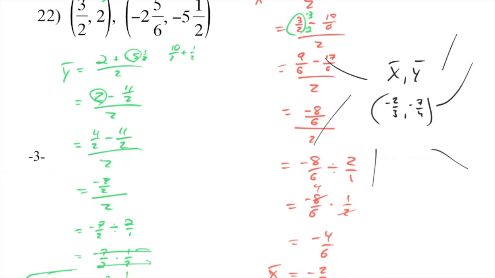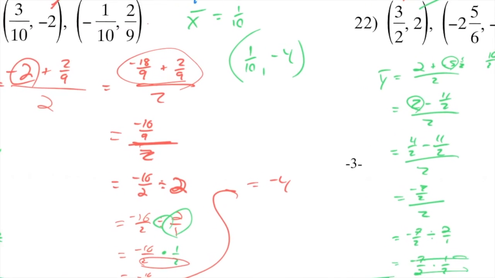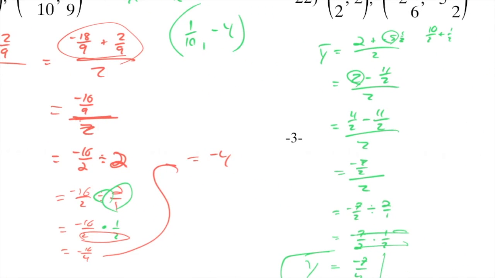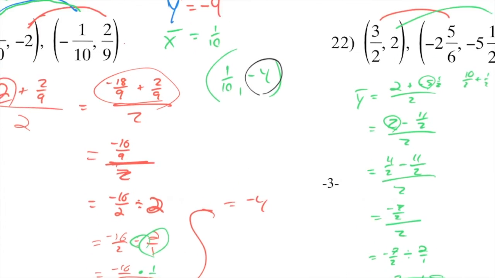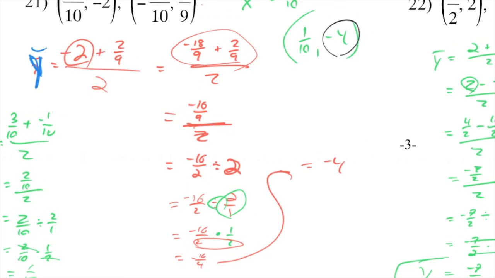1 tenth and negative 8 ninths. Let's look where that is. All right, somewhere in here. I missed this piece. That's why you check your answers. 2 ninths. All right. That's all right. I'll find it and come back to you. Found it.